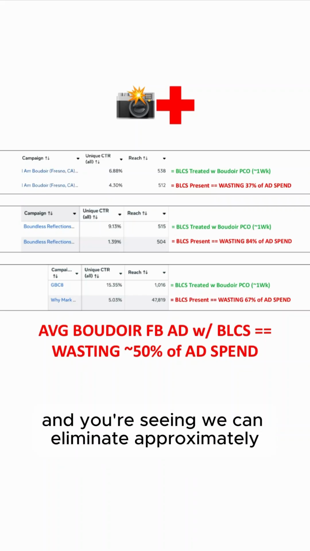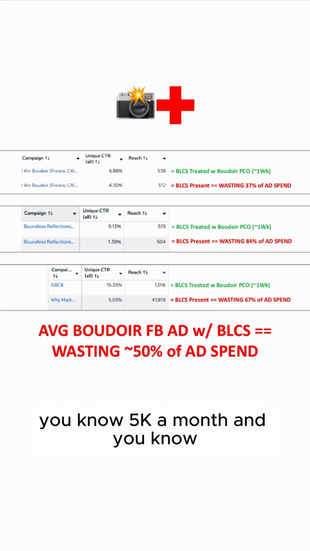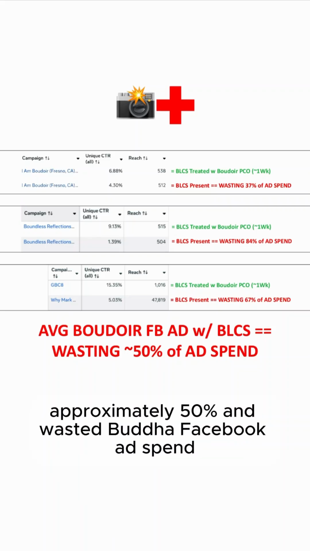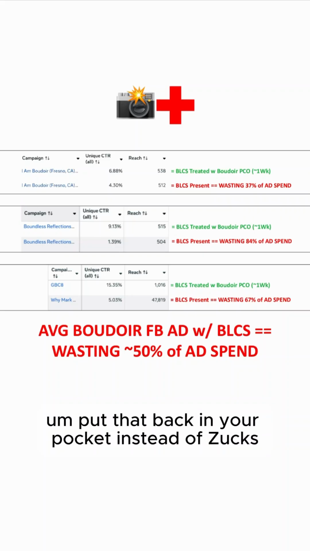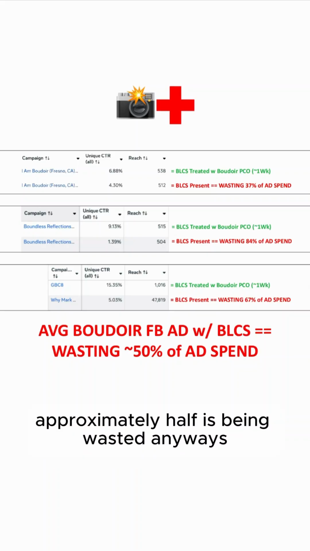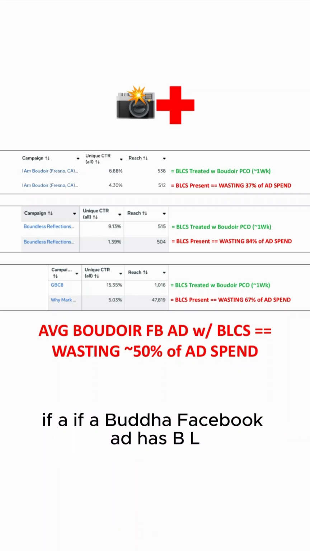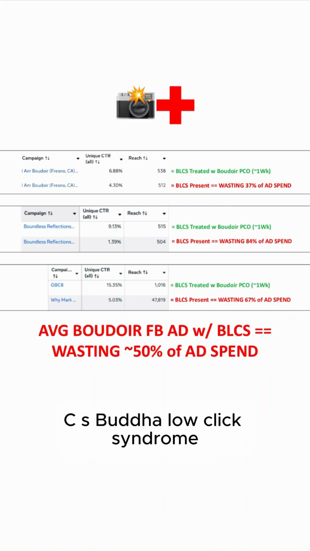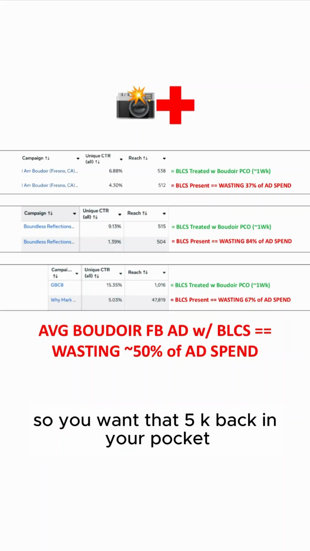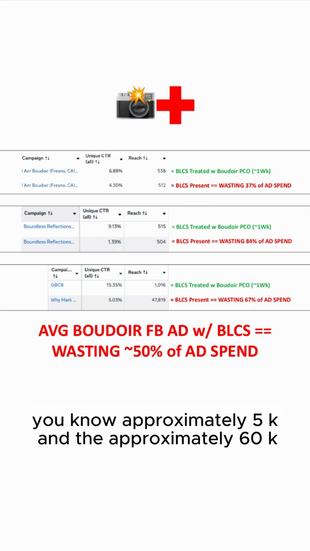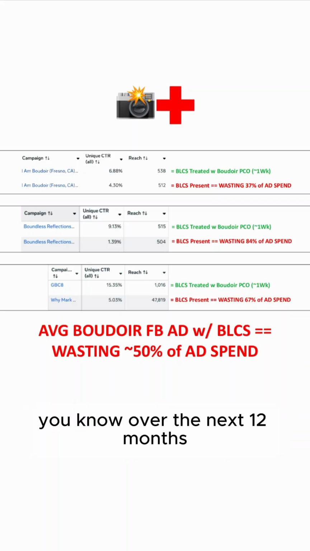And you're seeing we can eliminate approximately 5K a month, approximately 50% in wasted Boudoir Facebook ad spend. Put that back in your pocket instead of Zuck's, because we already know approximately half is being wasted anyways right now if a Boudoir Facebook ad has BLCS, Boudoir low click syndrome. And so you want that approximately 5K back in your pocket, and the approximately 60K over the next 12 months.